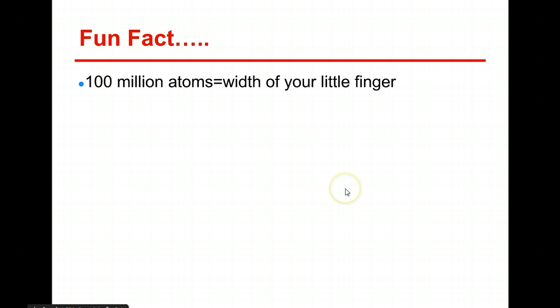Little fun fact for you, you don't have to write this one down. Approximately 100 million atoms equal the width of your little finger. So remember, we're looking at the atomic scale, not something that we can see with microscopes. Even electron microscopes, even the greatest, fanciest microscopes that we talked about in Unit 1 are not going to be able to really see the structure of an atom.